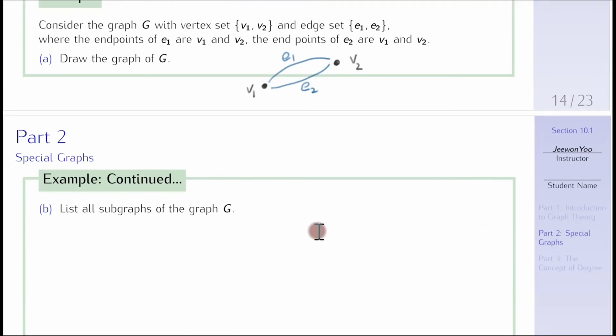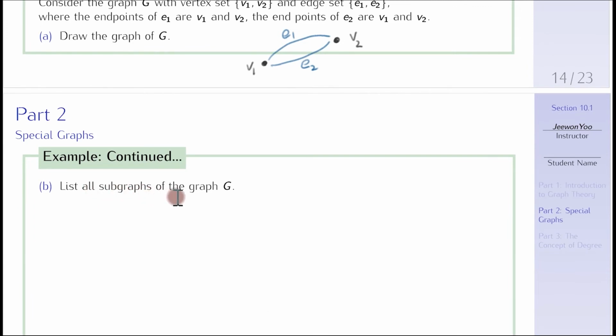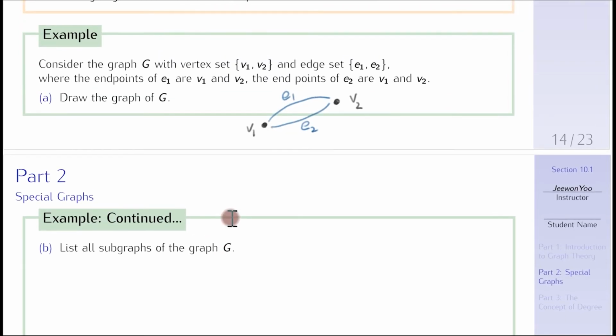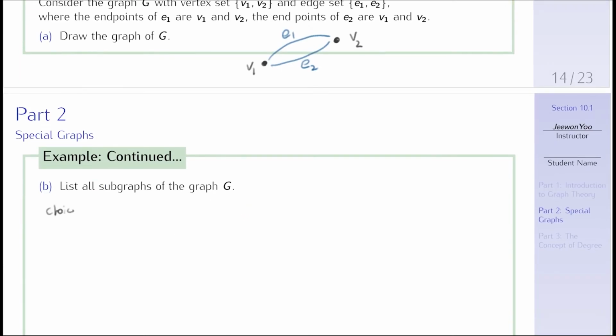Part B. List all subgraphs of the graph G. You know something? The simplest subgraph I can think of is V1, only one vertex, V1. Another choice is V2, right? And then another subgraph choice can be, let's say we connect V1 and V2 together with E1.